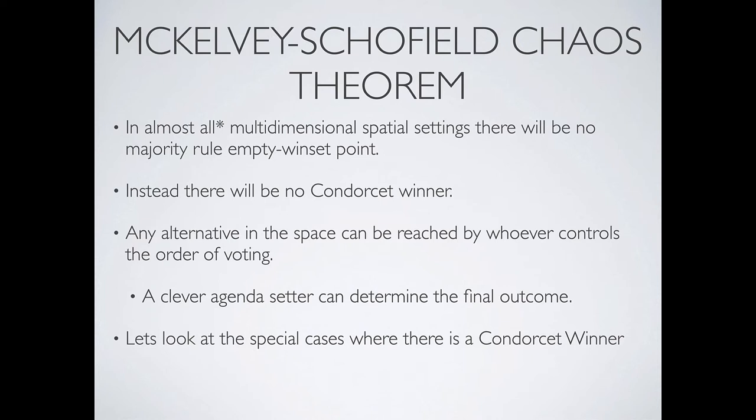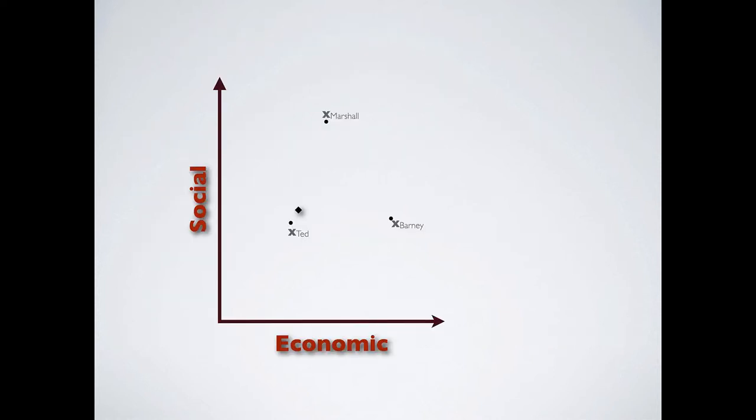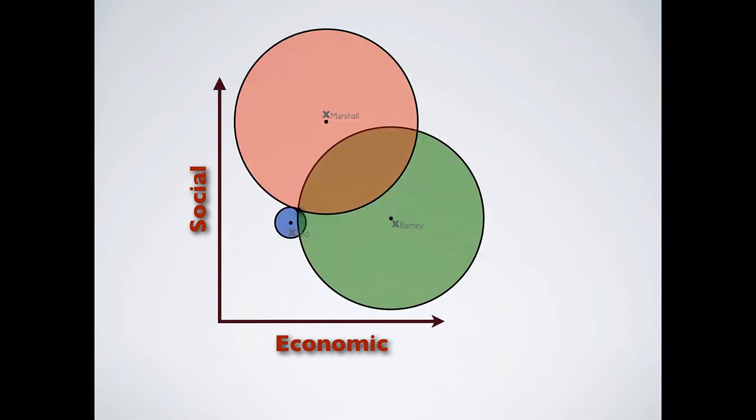In almost all multidimensional spatial settings, and when you go to 3 dimensions, 4, 5 dimensions, it just gets crazier. All you need is 2 dimensions to get this result. In higher dimensions, it gets even stronger. In almost all multidimensional spatial settings, there will be no majority rule empty-WinSet point. Said another way, there will be no Condorcet winner under pairwise majority rule. Any alternative in the space can be reached by whoever controls the order of voting. So if Ted was the agenda setter here, he could structure a series of votes that would eventually end up at his ideal point, if he was allowed enough rounds of proposing alternatives to face the status quo.